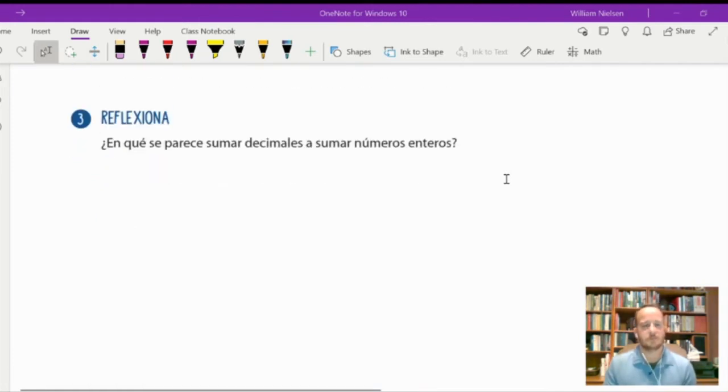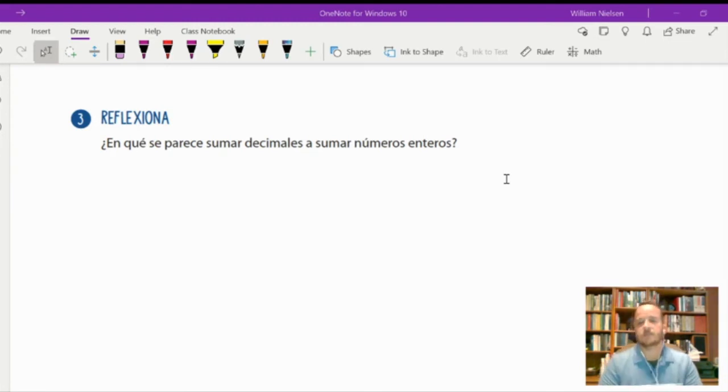Y siempre me gusta empezar con una pregunta, ¿ok? Y la pregunta es, ¿en qué se parece sumar decimales a sumar números enteros? ¿Ok? Toma un momento, piénsalo. Vamos a ver. Es nuestra pregunta central de hoy. ¿En qué se parece sumar decimales a sumar números enteros?